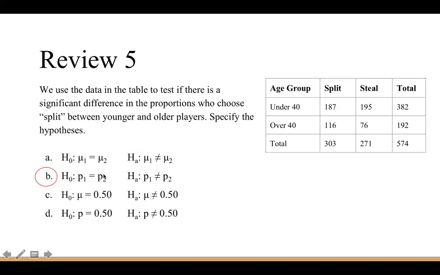Okay, yes, great. B is our answer here because we're identifying proportions, and for our null hypothesis, it's just that there's no difference between the groups of proportions. And then for our alternative hypothesis, we're just checking to make sure that there's a difference between the two. So we're not checking for greater or less than.